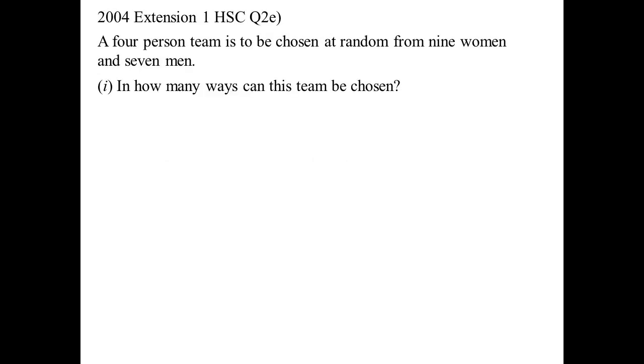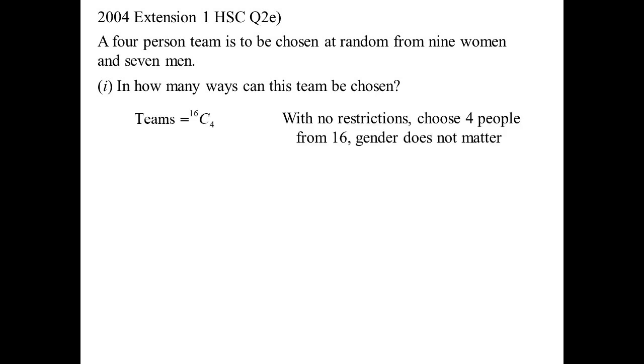Alright, let's look at the actual HSC one. 2004. We've got a 4-person team. It's going to be chosen at random from 9 women, 7 men. How many ways can this team be chosen? Okay. Well, like the one we saw before, it doesn't matter that we got men and women, we just got 16 people. So 16C4, 1,820.